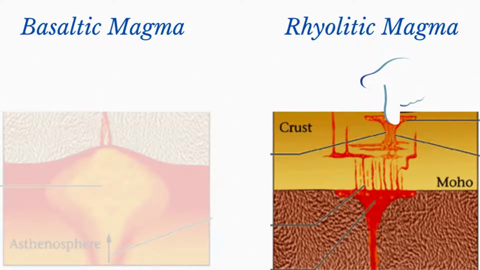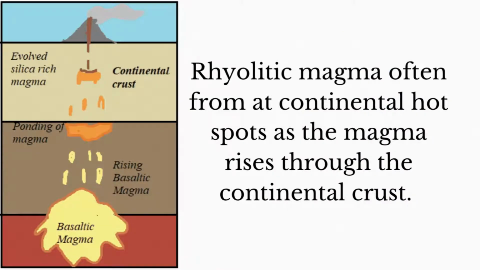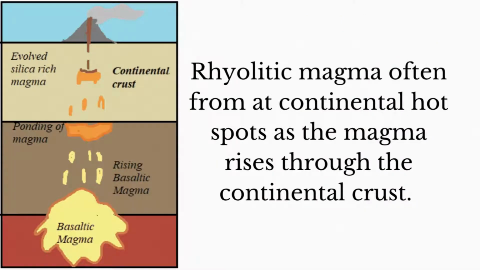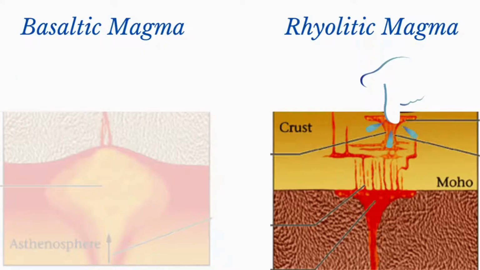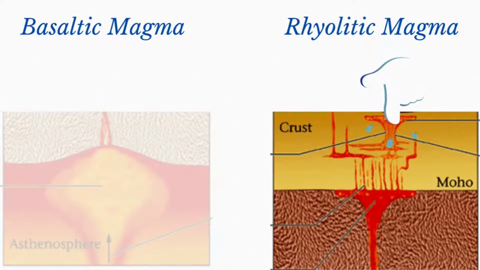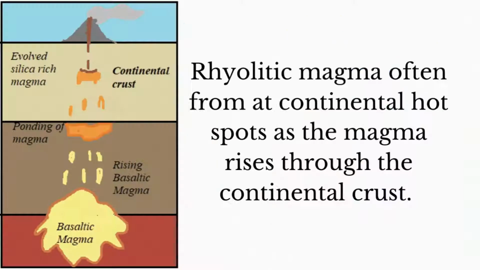The new magma formed from the melting of the continental crust is highly rich in silica due to the composition of the continental crust itself. This magma is then incorporated into the existing magma. Thus, the rheolitic magma has a high viscosity.